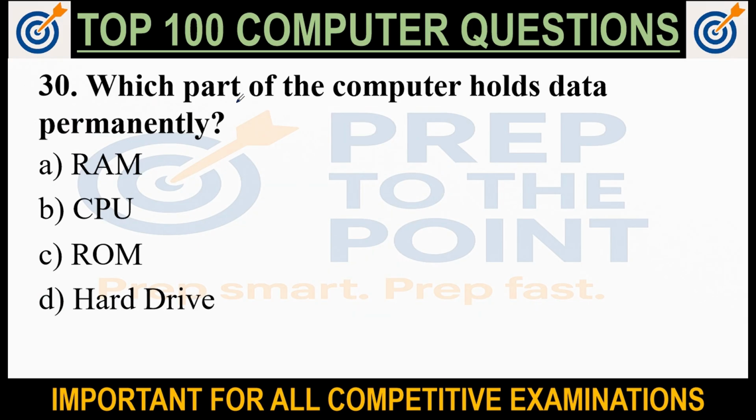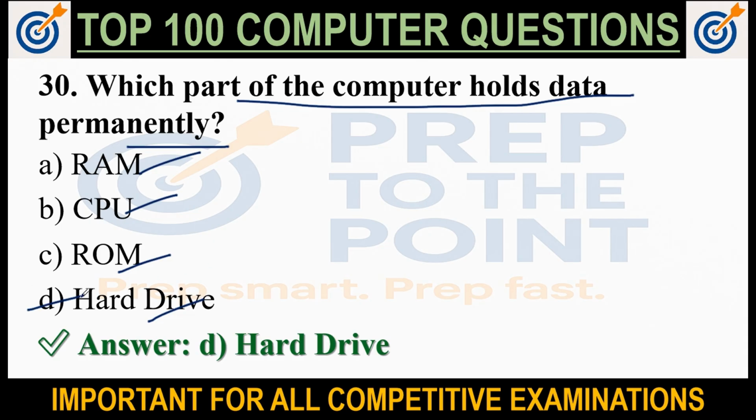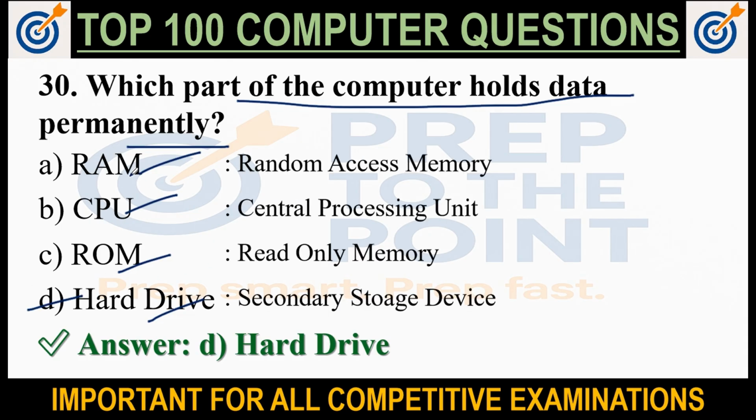Which part of the computer holds data permanently? RAM, CPU, ROM or hard drive? The right answer is hard drive. RAM stands for Random Access Memory, CPU Central Processing Unit, and ROM read-only memory. But hard drive is the secondary storage device in which computer holds data permanently.